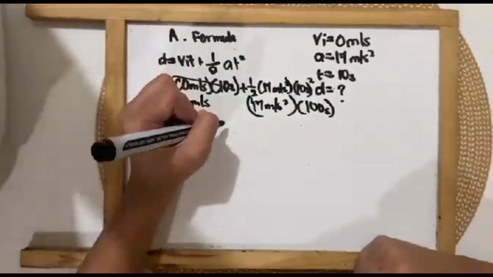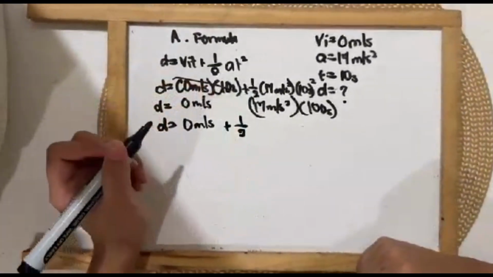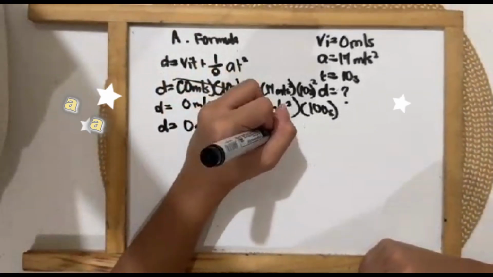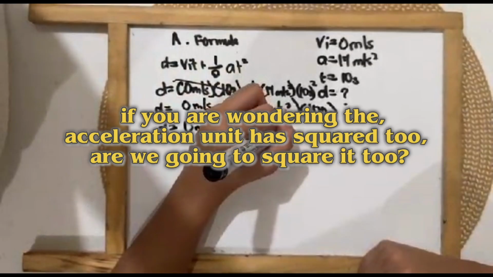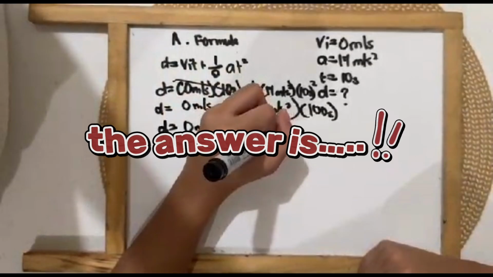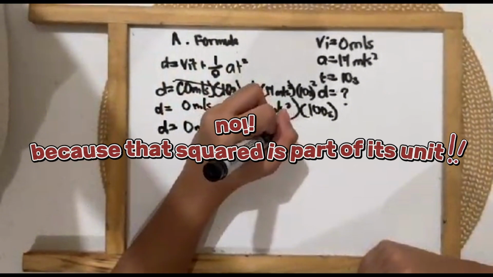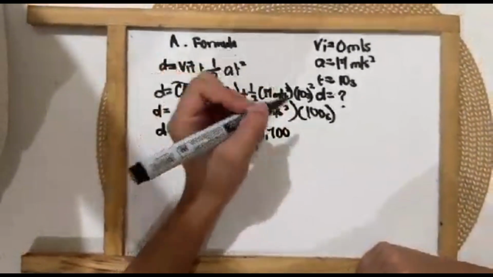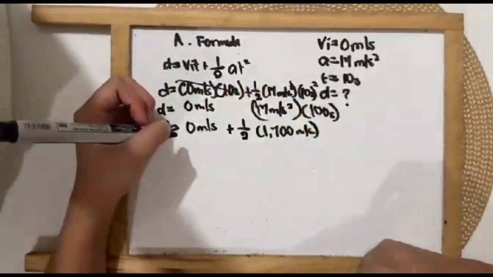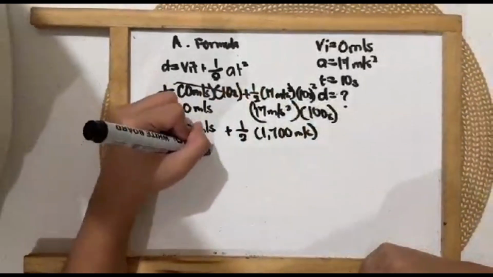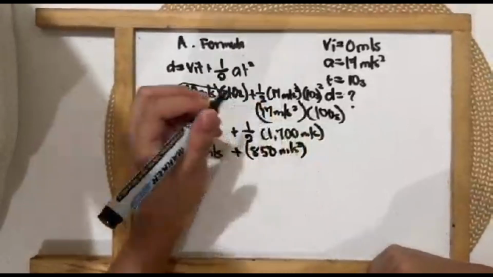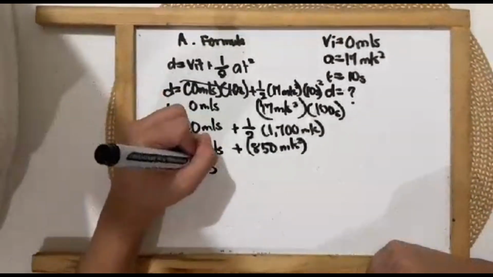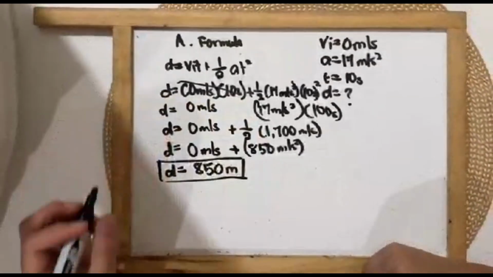Let's continue by multiplying the 100 seconds squared and 17 meters per second squared. If you are wondering, the acceleration unit has a square too. Are we going to square it too? The answer is no, because that square is part of its unit. Going back, if we multiply 100 by 17 meters per second squared, we'll have 1,700. Now for the last part, multiply it by 1/2 or 0.5 and the final answer is 850 meters.